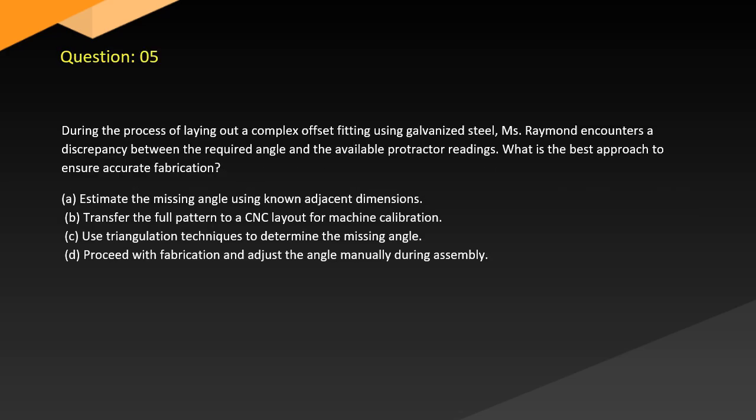Question 5. During the process of laying out a complex offset fitting using galvanized steel, Raymond encounters a discrepancy between the required angle and the available protractor readings. What is the best approach to ensure accurate fabrication? A. Estimate the missing angle using known adjacent dimensions. B. Transfer the full pattern to CNC for machine calibration. C. Use triangulation techniques to determine the missing angle. D. Proceed with fabrication and adjust the angle manually during assembly.